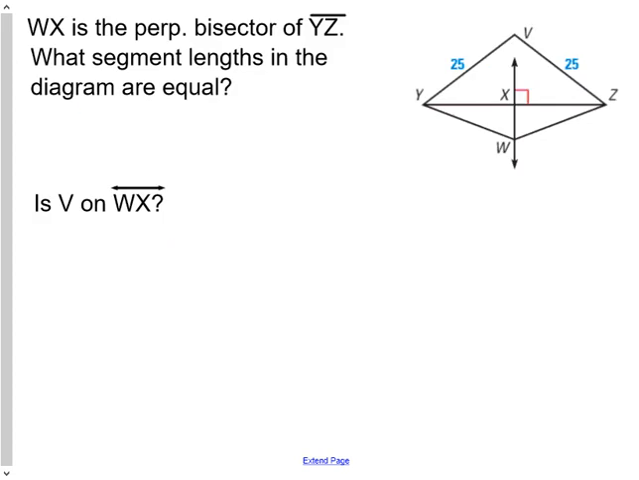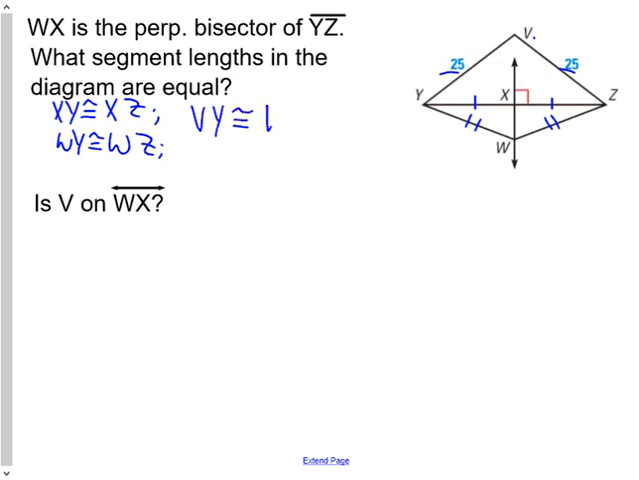And the next one: WX is the perpendicular bisector of YZ. What segment lengths in the diagram are equal? So the perpendicular bisector says those are equal. Then these are hypotenuses, so they are congruent. So let's write them down. We got XY congruent to XZ, and we've got WY congruent to WZ. And I also see 25 and 25, so VY and VZ are also congruent.